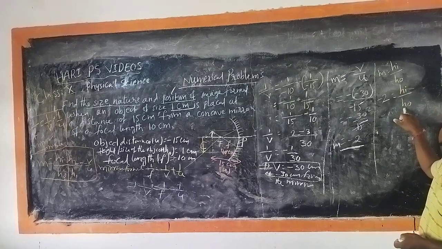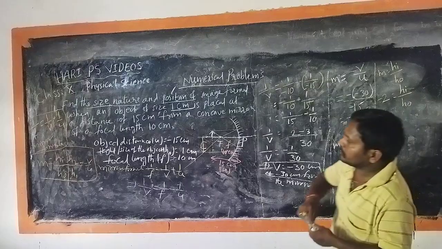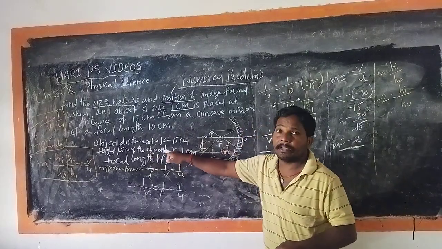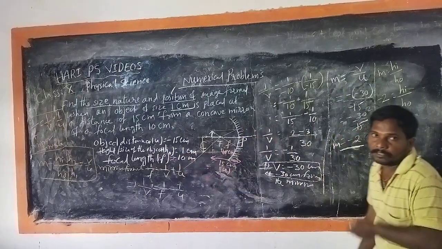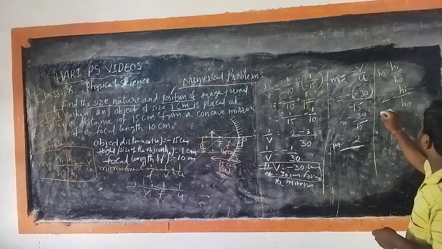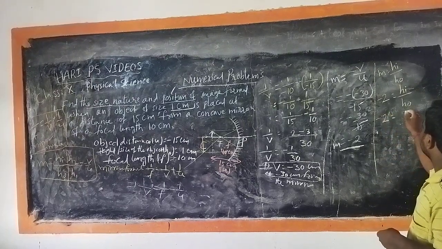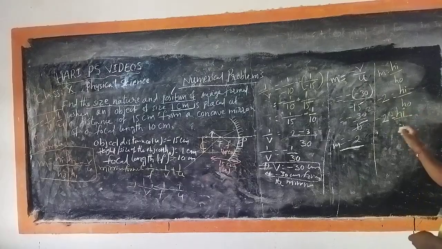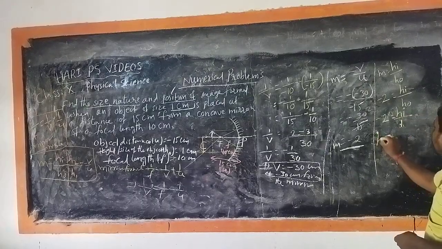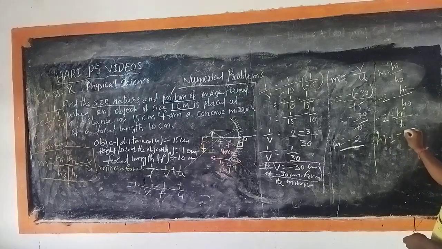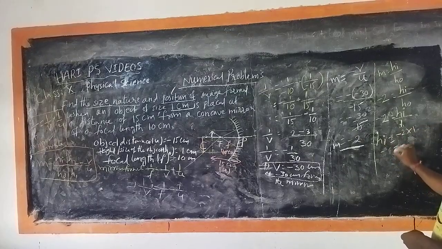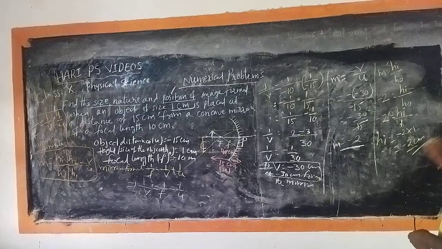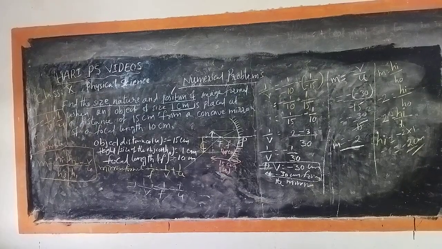H naught is nothing but the object. What is the size of the object? The height of the object is 1 centimeter. Substitute: minus 2 is equal to hi by ho, where ho is the object height, 1. So finally we write hi is equal to minus 2 into 1, that is equal to minus 2 centimeters.